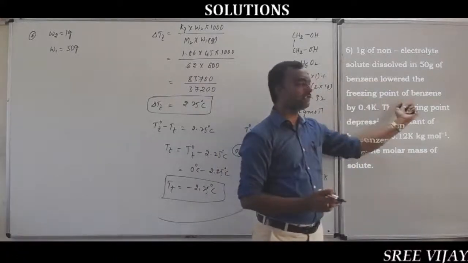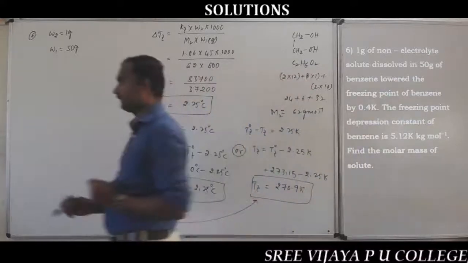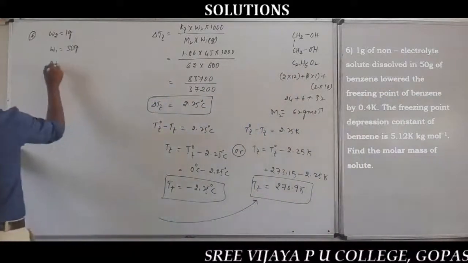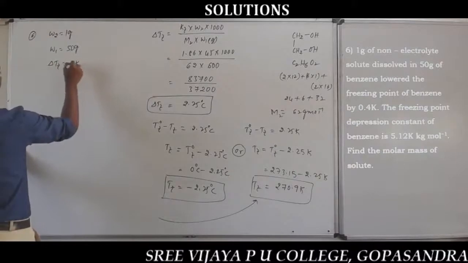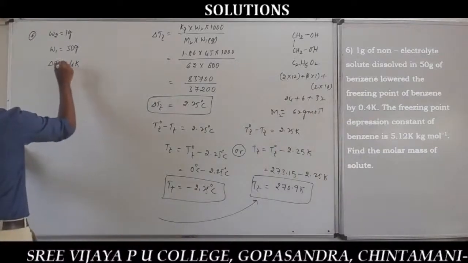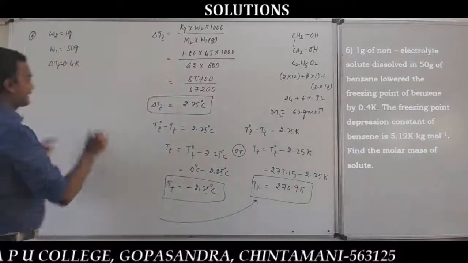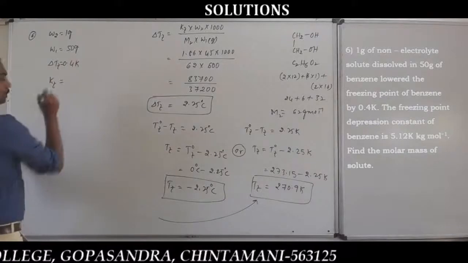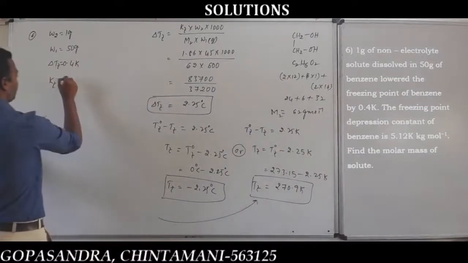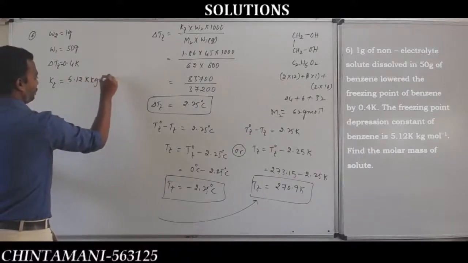When we add the solute into the 50 gram of benzene, the solvent, what happens to the freezing point? It decreases. How much is it lowered? By 0.4 Kelvin. So delta TF is equal to 0.4 Kelvin. The freezing point depression constant, that is KF, the molar depression constant, is 5.12 Kelvin kg per mole.